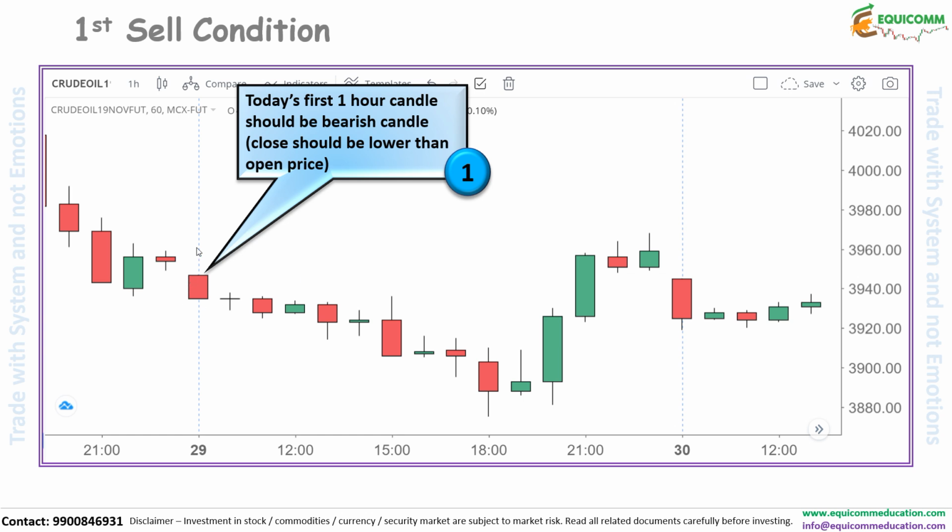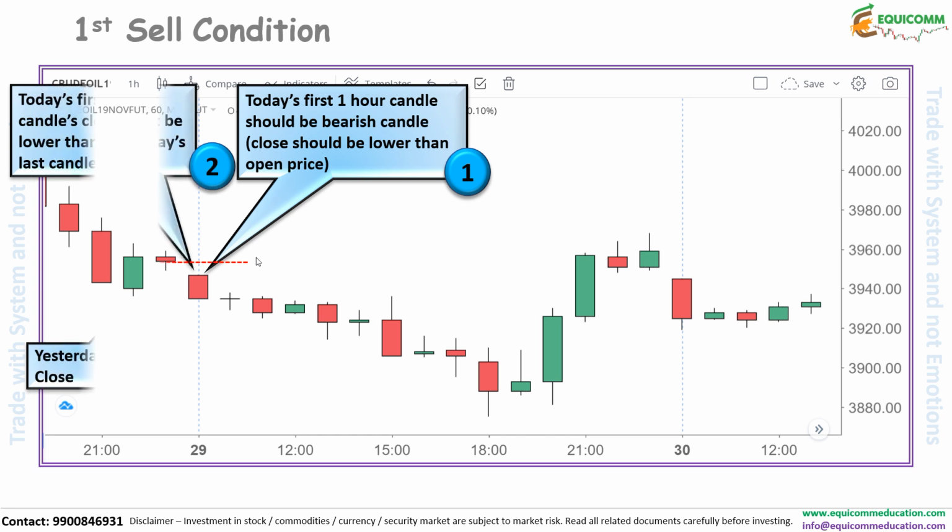Okay, now let's have a look into the first sell condition. The first condition is today's first 1 hour candle. You have to see that the candle has to be bearish in order to have a sell situation. Bearish means the close price of the candle should be lower than the open price. What is the open price over here? This is the open price, what you can see here, and this is the close price. So if the close price is lower than the open price, then this candle will be called a bearish candle. So that is our first condition.